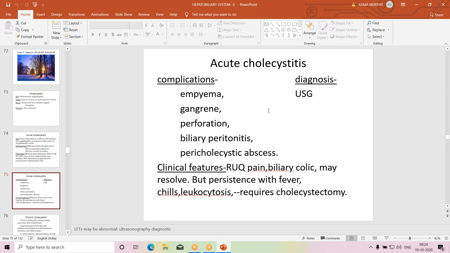The complications include empyema. Empyema means pus in the gallbladder lumen. Pus is because of secondary infection. And gangrene. Gangrene is where there is vascular compromise, ischemia due to inflammation, which will lead to gangrene. Gangrene is suppurative and putrefactive infection, superadded, and necrosis. And ultimately the gallbladder wall becomes thin and becomes perforated. Perforation leads to peritonitis, that is called biliary peritonitis. Bile escapes into the peritoneal cavity and there it causes infection. Diagnosis is generally made by ultrasonography.